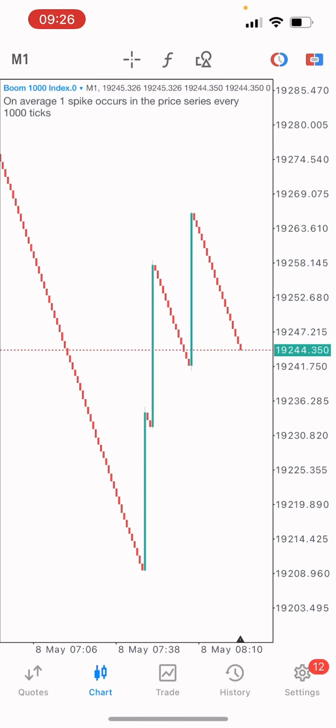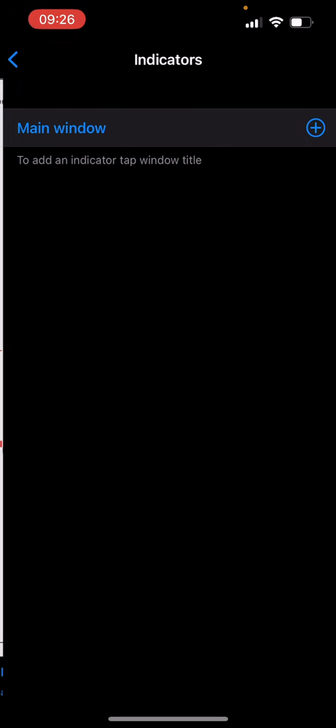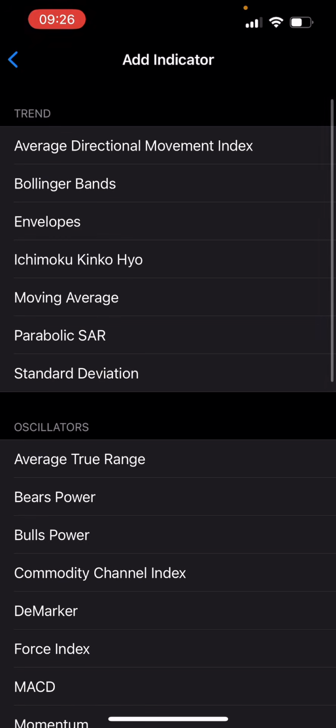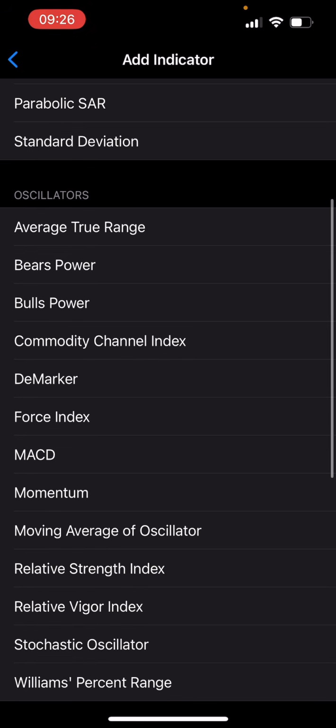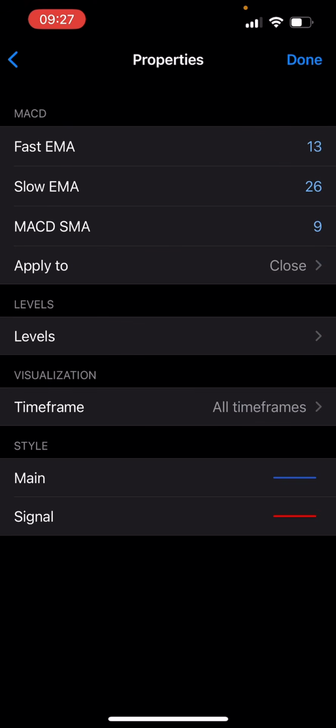So let's get started. This is Boom 1000. The first indicator I will be putting on my chart is MACD. Please guys, watch this video to the end because this strategy is very effective and I'm going to be showing you live examples here.